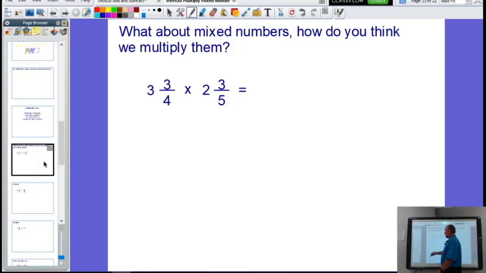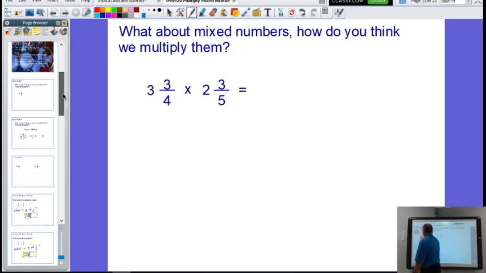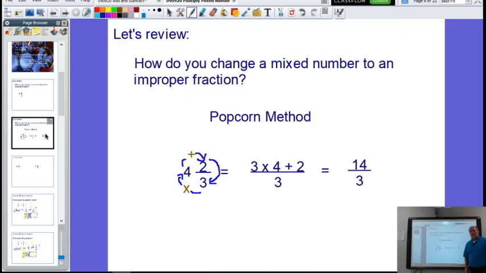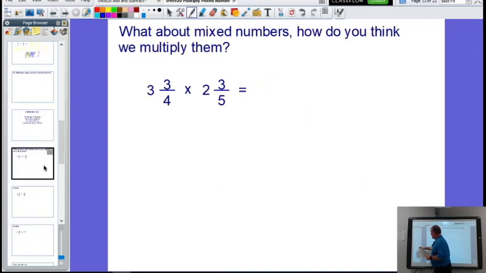Well, if you remember back at the beginning of the lesson, we talked about how to change a mixed number to a fraction. We use the popcorn method, because the only thing that we can multiply are fractions. So could I take these mixed numbers and turn them into fractions? I sure can. All I have to do is the popcorn method. So here we go. Write this problem down. Make sure you're taking notes on this, because this is what your assignment's going to look like tomorrow.